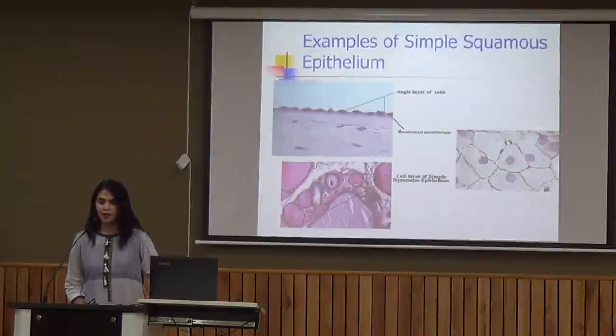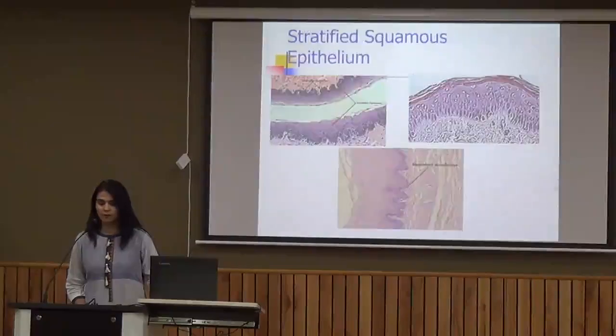Now these are the examples of simple squamous epithelium. You can see the single layer of cells is present, and the basement membrane is present below the single layer of cells. In case of stratified squamous epithelium, the same kind of cells are arranged in many layers, because in case of skin we need that kind of tissue which can protect us from wear and tear.